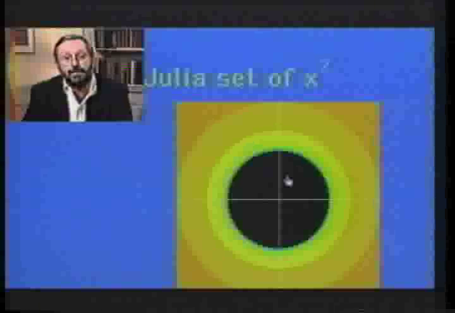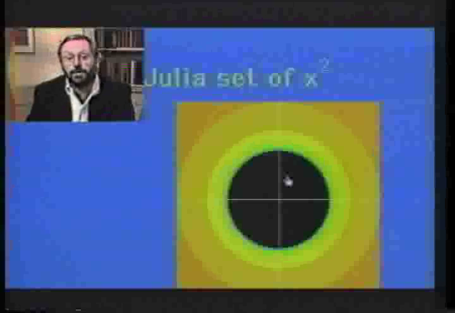So we color the filled Julia sets exactly as before. Black means the complex seed is in the filled Julia set. Colors mean the complex seed is not in the filled Julia set.